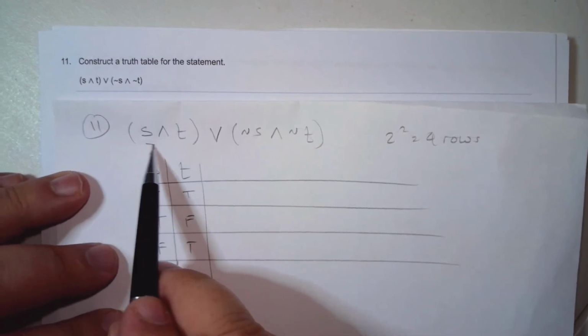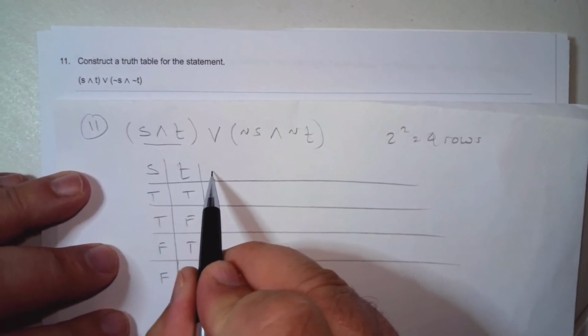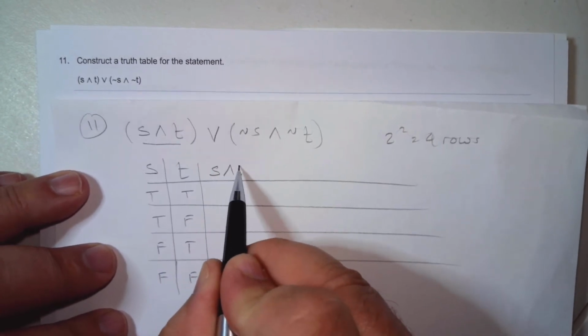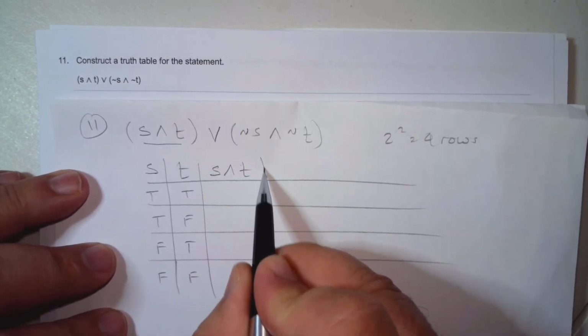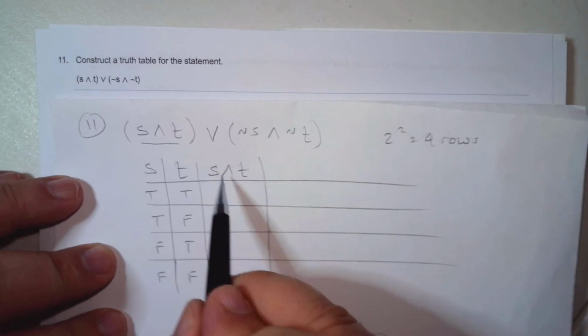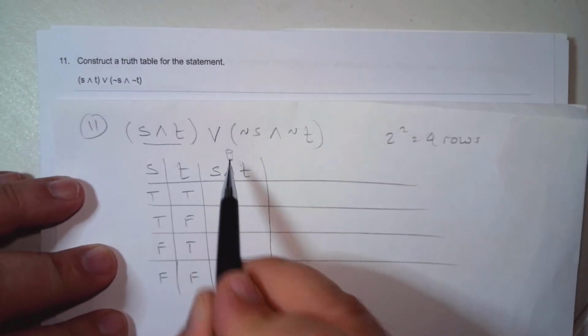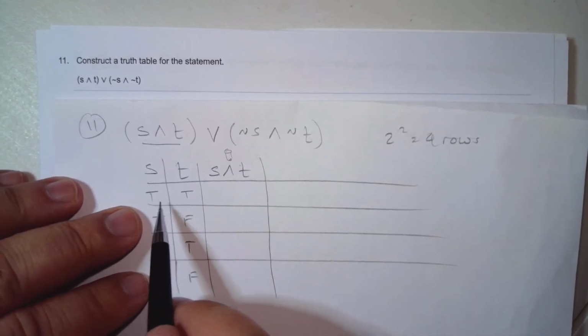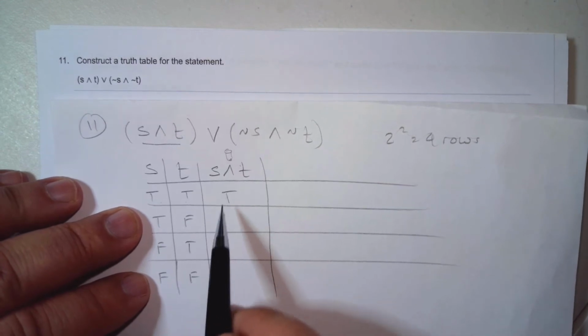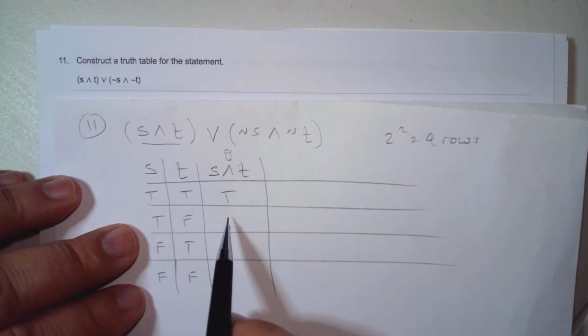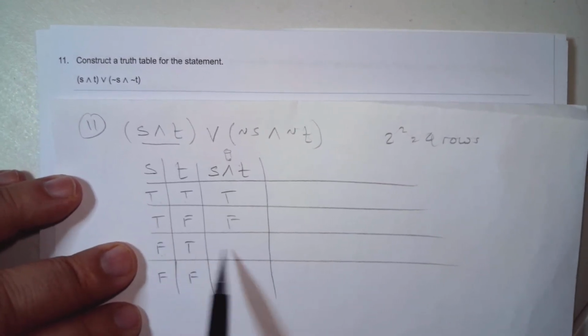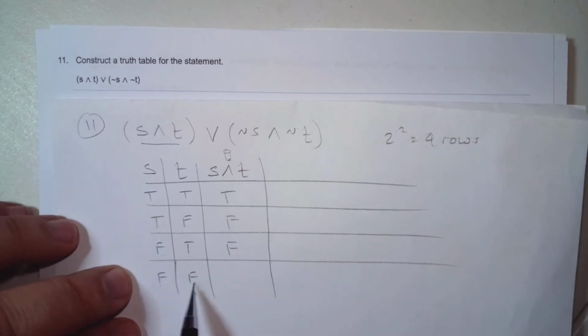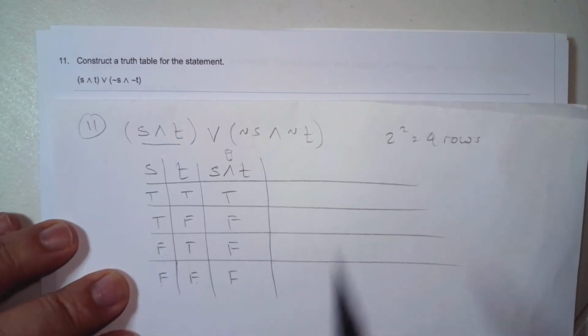So first we have to do inside this parenthesis. So we have to do the S and T. Remember, the AND is that single pipe. So they both have to be open. True, open, open. Water comes out. Open, closed. No water. Closed, open. No water. They're both closed. No water.